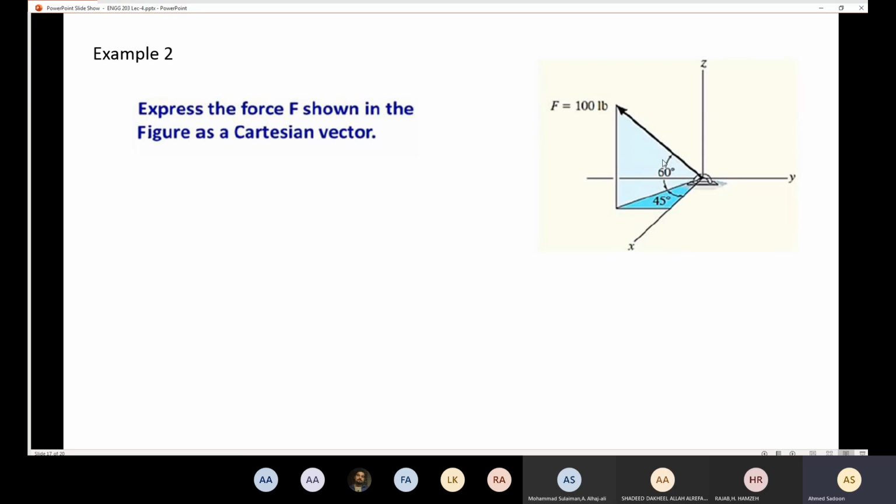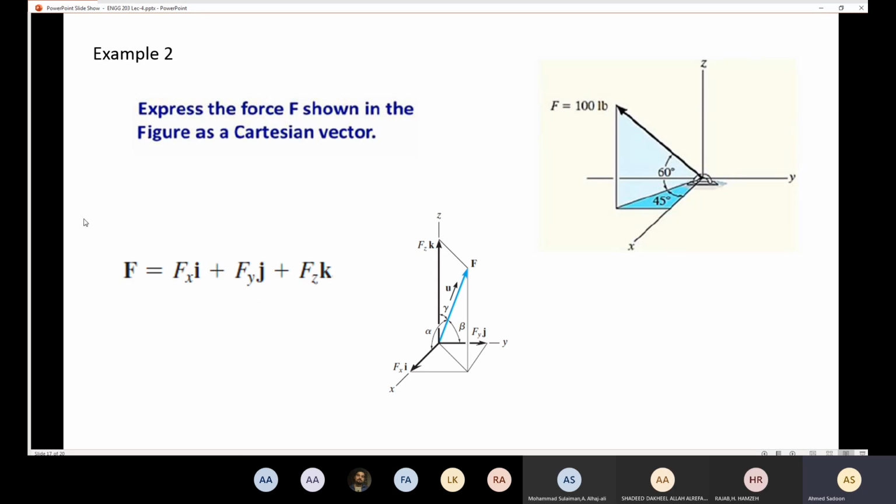And they give us the angle here with that plane, and then the angle here with that plane. So 60 is located in the plane of z and x, while 45 is located in the plane of x and y. So this one is like that, and this one is like that. They want us to write this as a Cartesian vector. So in order to write anything in Cartesian vector, we are going to say that the F vector is going to equal Fx i plus Fy j plus Fz k.